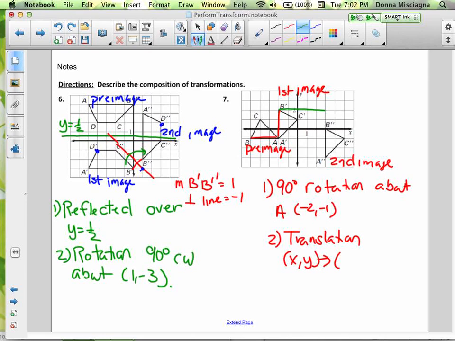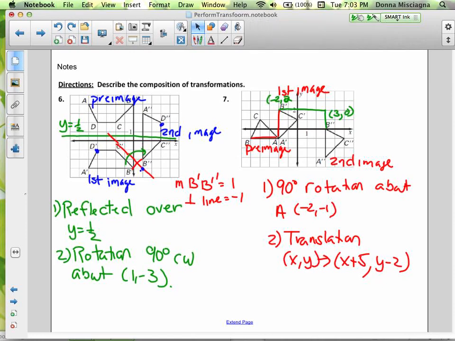And the other thing you can do, if it's not easy to count, is you can just add. So this was -2, 2, and this point here is at 3, 0. So what would you have to add to -2 to get to 3? You'd have to add 5. So this is x plus 5. And what would you have to add to 2 to get to 0? Or you can count. You'd have to add -2. That's what you add to y. So that's our translation. And if we were doing the vector, of course, it would go diagonal. And that's all there is to this one.